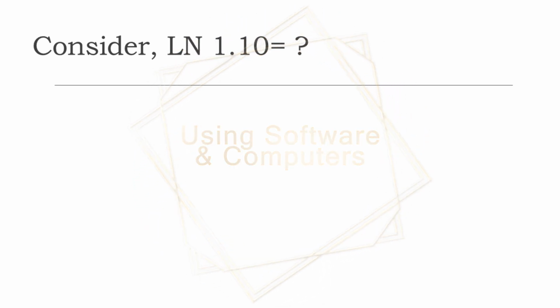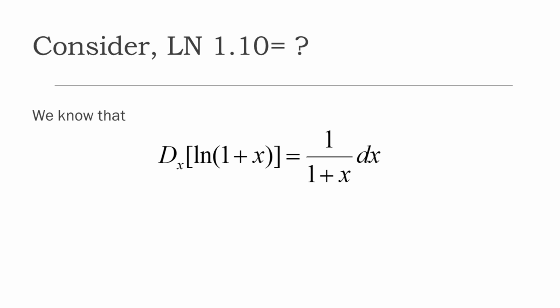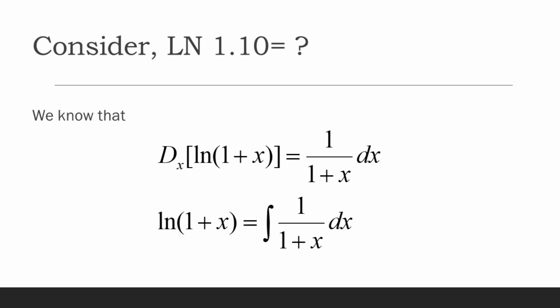Here, for example, one workaround is to use the fact that the derivative of ln of 1 plus x is equal to 1 over 1 plus x. Then getting the reverse operation, integrating on both sides, gives us the integral of 1 over 1 plus x as a numerical solution to ln of 1 plus x. Note that this is a workaround.